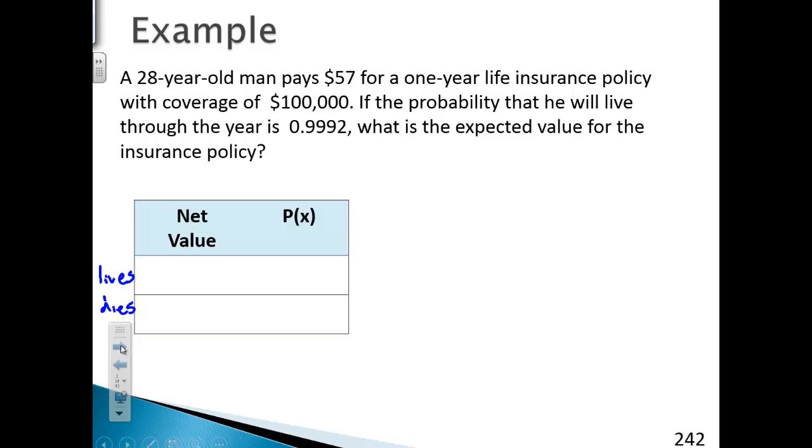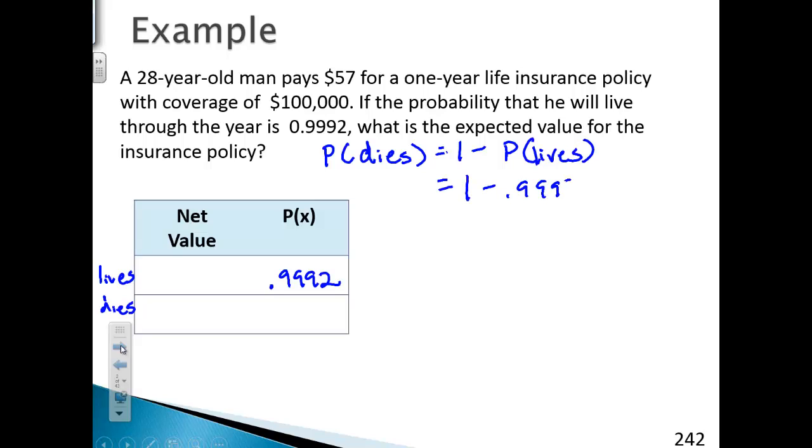So the probability that he lives is 0.9992. What's the probability that he dies? Well, the probability that he dies is 1 minus the probability that he lives. So that's 1 minus 0.9992, which is 0.0008.